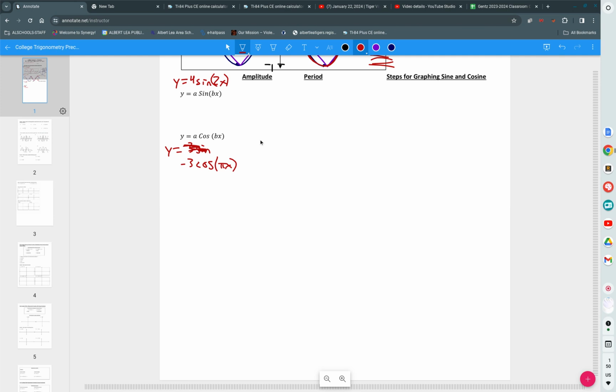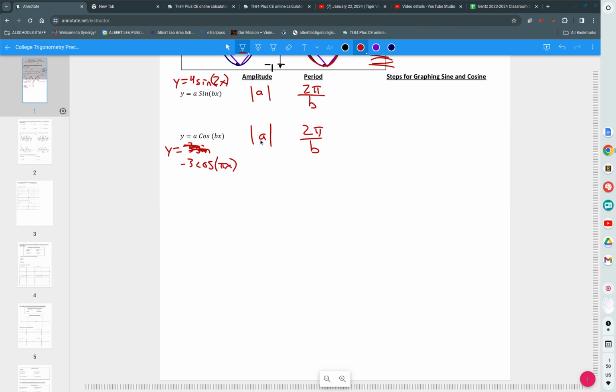The amplitude is always equal to the absolute value of a. So if you look at the number out front, just take the absolute value of it, and that tells you how high or how low it goes from the center. That's the same for both sine and cosine. The period is 2 pi by nature, but you then divide it by the b value. So whatever sits in front of x tells you what the new period is. So the period can change depending on the number in front of x.